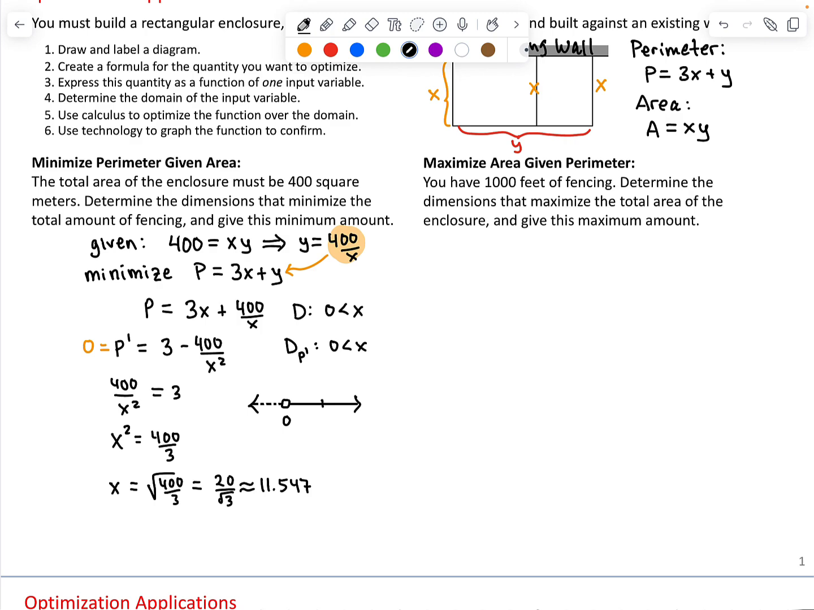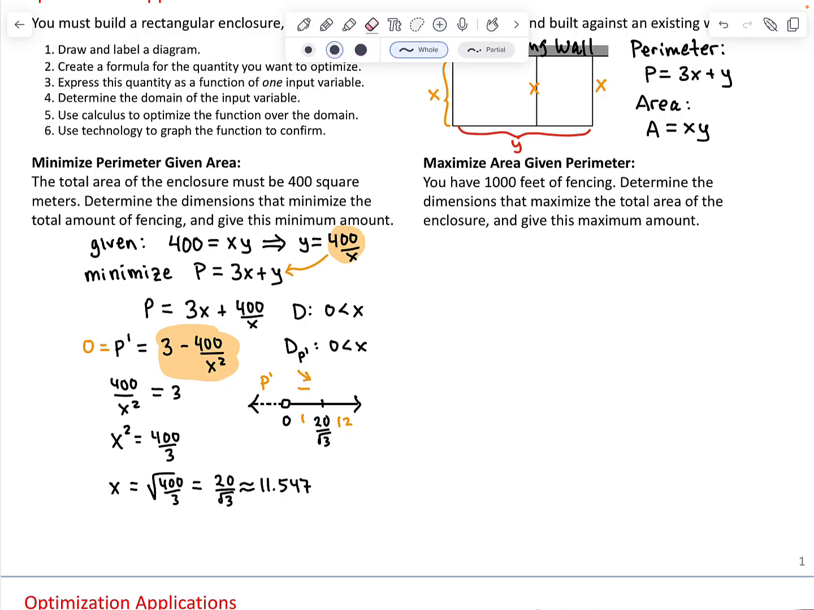The critical number goes on here, and then we pick a test number between 0 and our critical number, so 1, and then a number bigger than our critical number, say 12, and test into the derivative. Plug 1 into this derivative expression, and we'll get 3 minus 400, which is clearly negative. So p prime is negative, meaning the function is decreasing.